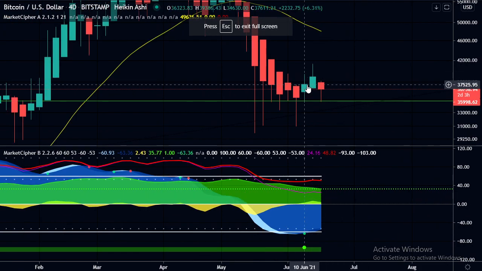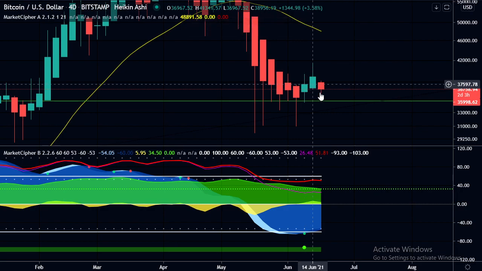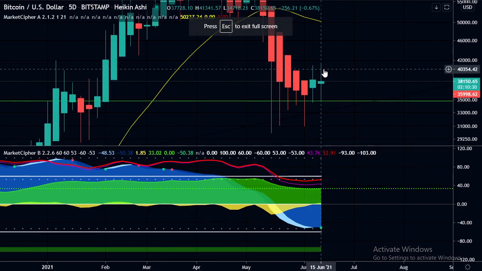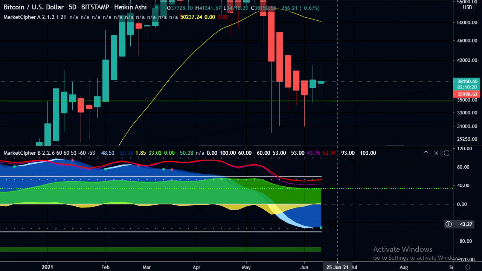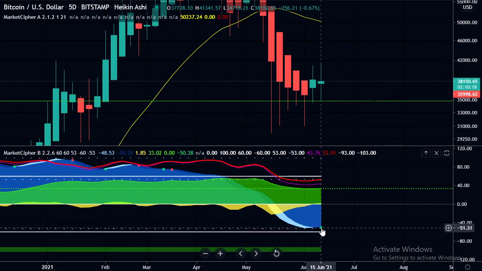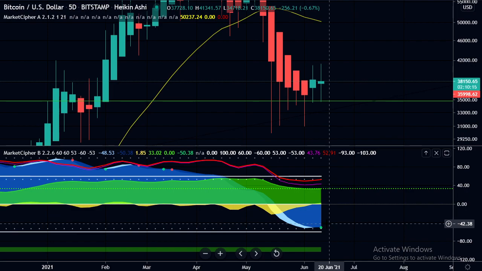The 4-day did get that green dot on the 10th of July, and the 5-day got that green dot on the 15th. Sorry, June on that 4-day, not July. And the 5-day got a green dot here on the 15th of June, and we will open a new candle in a few hours. So look to confirm that green dot on the 5-day.